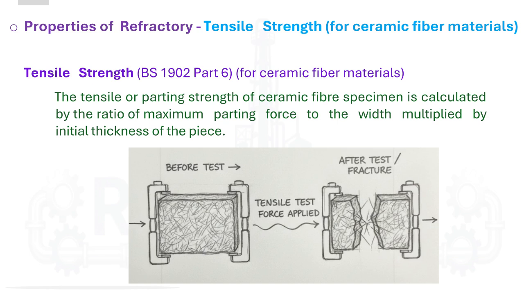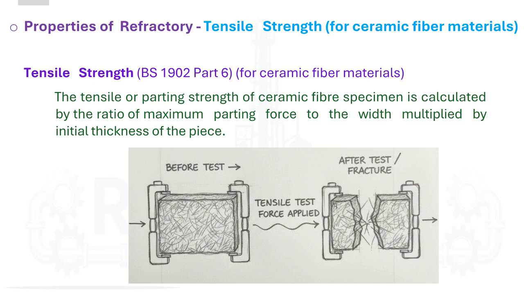To measure this property, engineers use the BS 1902 Part 6 test method. A specimen of fiber blanket is prepared, usually cut into a strip of defined dimensions. It is mounted in a tensile testing machine, which applies a controlled pulling force. The load is gradually increased until the specimen either breaks or deforms significantly. The maximum load before failure is recorded.